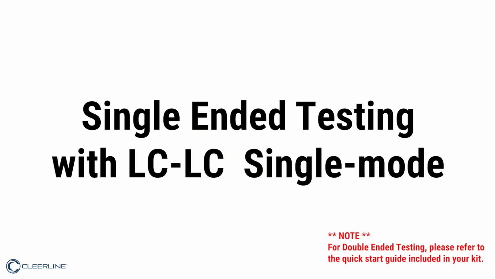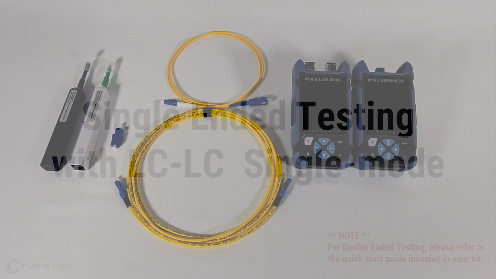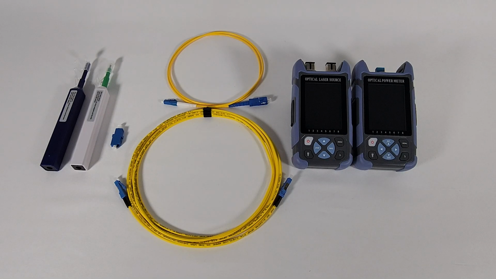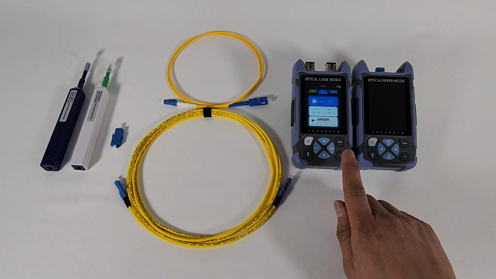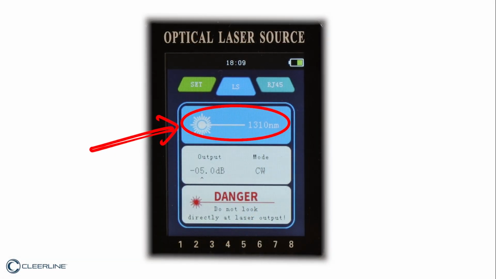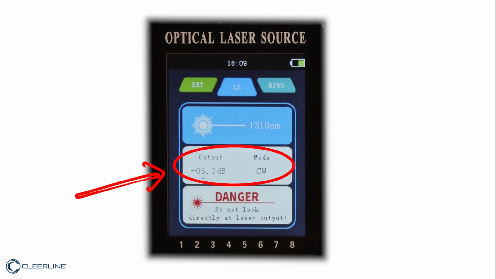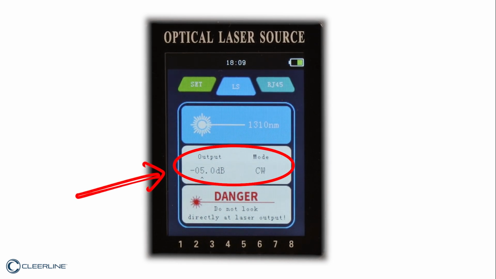Now let's begin testing our LC to LC single mode fiber utilizing the SSF-TKITP-500 test kit. Let's start by powering on the OLS and confirm that the auto off function is not set to on. Select wavelength necessary for this test, in this case 1310. Also ensure that the output power is set to -5 dB and the frequency mode set to CW. For instructions on how to set the output power and mode, please refer to the instruction manual included in your kit.